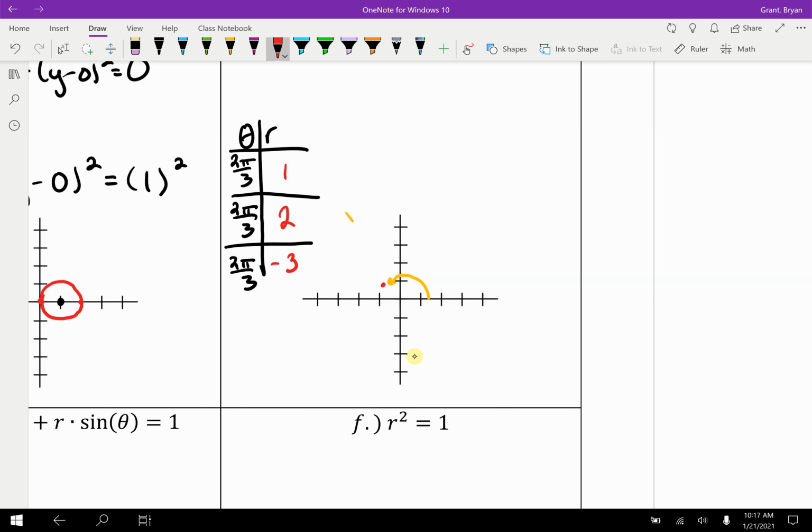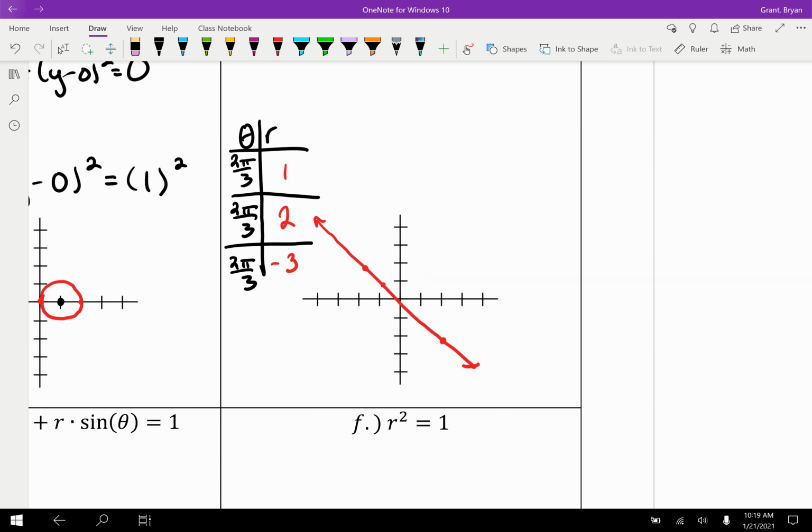Okay, the next one says go here and go out a distance of 2. Okay, so same rotation, but now we're going out 2. And then negative 3 would mean go here, but instead of going out 3 this direction, it's negative, so we go the other direction, 1, 2, 3, right about here. What does it look like those points are falling into? Oh yeah, a diagonal line. And it looks something like this.